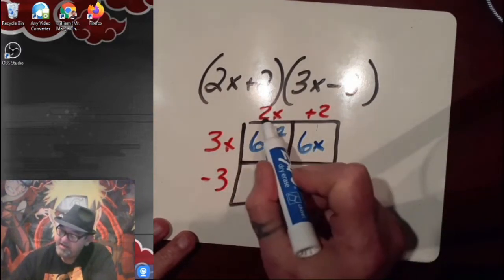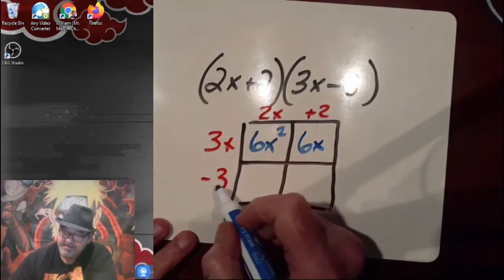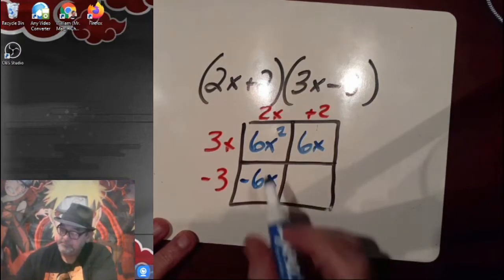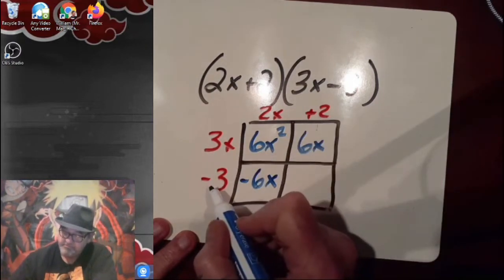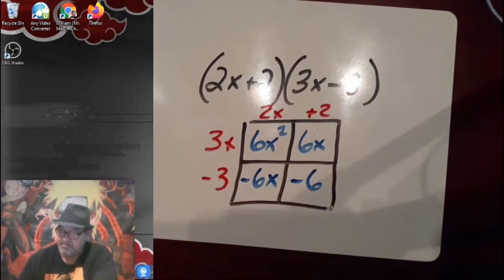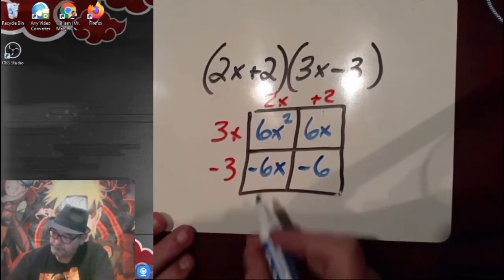This here, I've got 2x minus 3. So 2 times negative 3 is negative 6, and x just stays x. And then last, 2 times negative 3 with no x's is just negative 6. So I got a lot of 6's in there for my answer. So let's go ahead and bring it down.